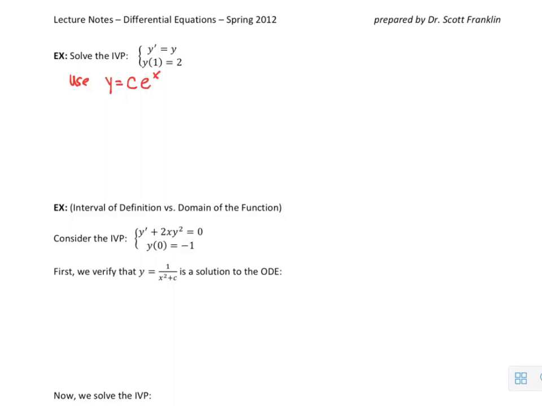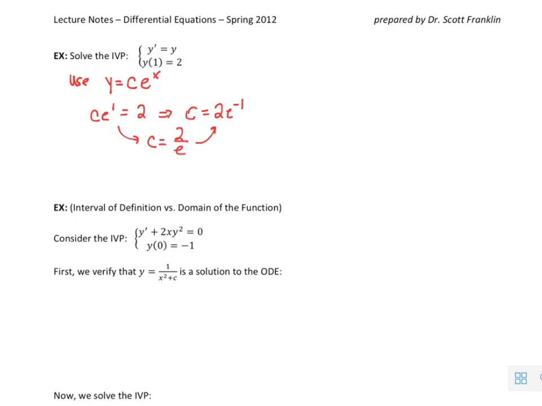Now the question is, what's the specific or unique solution to our initial value problem? Plugging in 1 for x and 2 for y, we get c e to the first is equal to 2, which would be c is equal to 2 e to the minus 1. And we get that from basically just dividing, divide e to the other side. It looks like c equals 2 over e, and 2 over e is just 2 e to the minus 1.